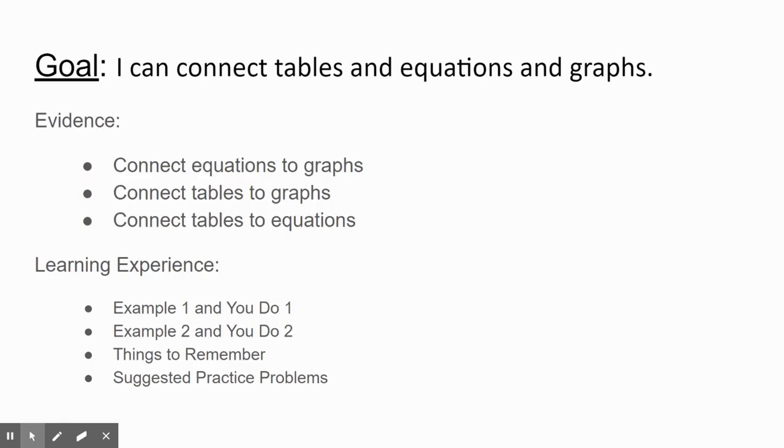Evidence-wise, we're going to connect equations to graphs, we're going to connect tables to graphs, and we're going to connect tables to equations. Learning experience is there. There's actually not a second you do, so ignore that. But that's fine. Let's get cracking.